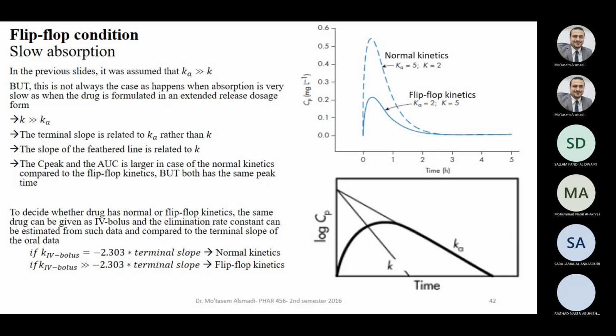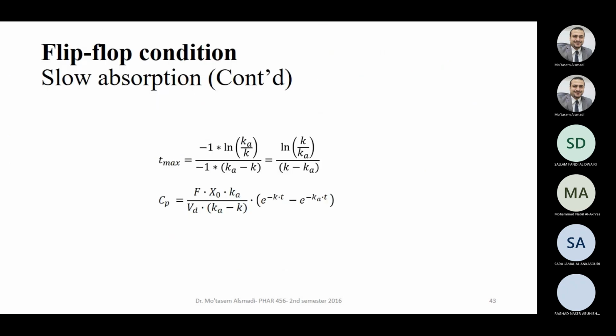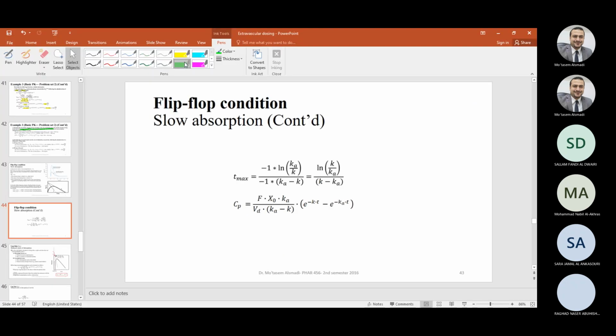Okay? The first thing, what about the Tmax? Will they have the same Tmax or different Tmax values? Why? Because they have exactly the opposite values, right? The Tmax only depends on what? K and Ka. Now let's look at this Tmax. I'll assume that this -1 is not there. Tmax is equal to natural log of Ka divided by K, divided by Ka minus K.